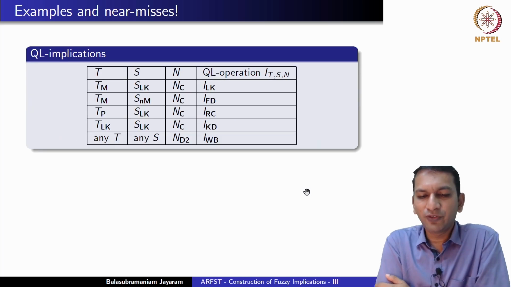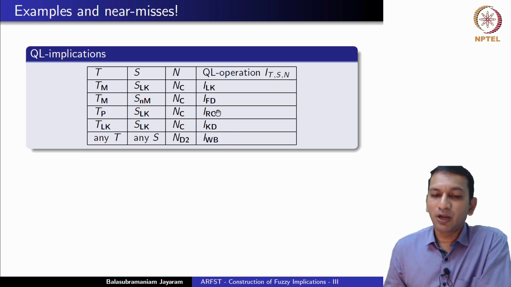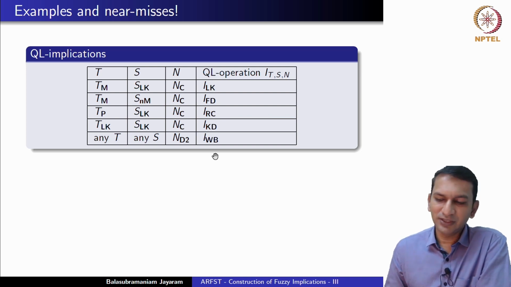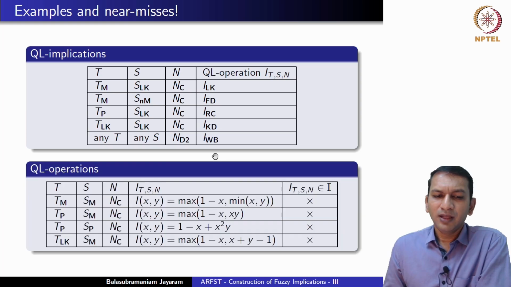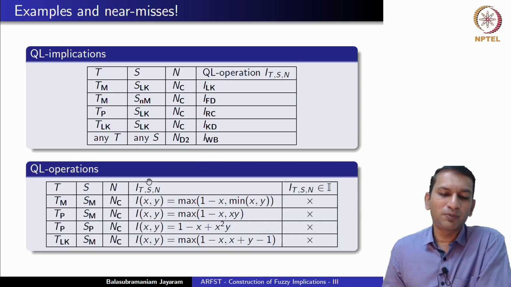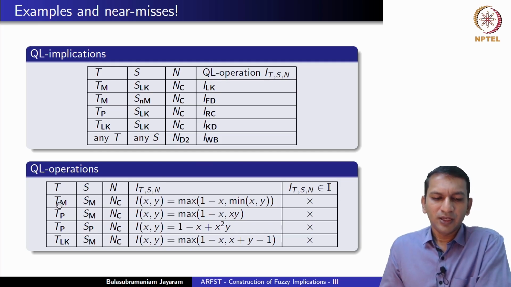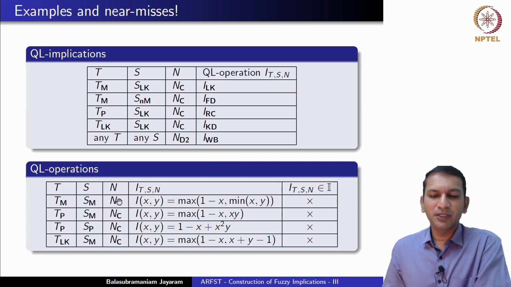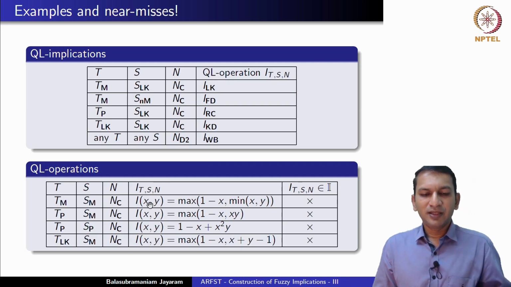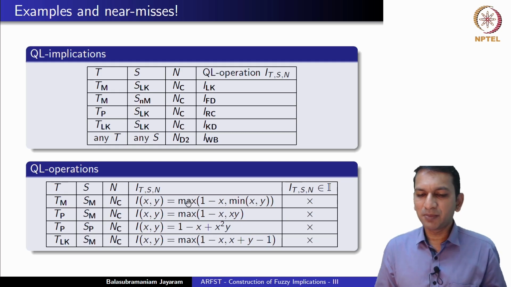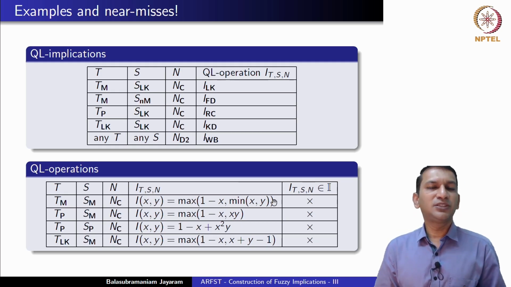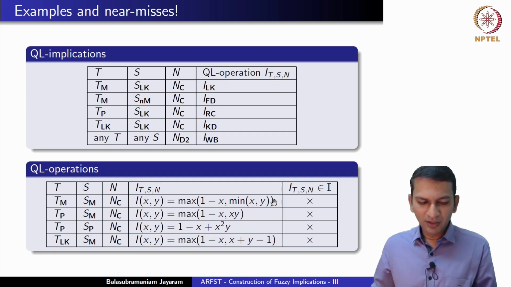Once again, quite interestingly, you find that 5 among the 9 basic implications that we have seen are in fact QL operations. Some of them are also S N implications. In fact, all these 5 are indeed S N implications. Let's look at some near misses. That means those that give only QL operations and are not QL implications. So if you take this triple, minimum, maximum, and the usual classical negation, the function you obtain is this: max of 1 minus x, min of x y. Unfortunately, this does not turn out to be a fuzzy implication. Why so?